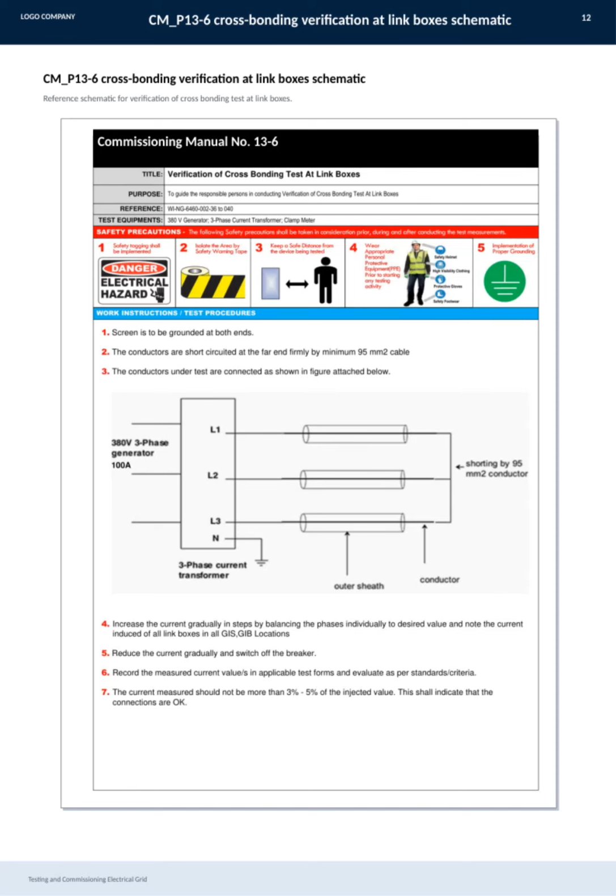Here we have the schematic for cross-bonding verification at link boxes, which is a critical part of testing and commissioning the electrical grid. This reference diagram helps us ensure that the cross-bonding connections are correctly implemented and verified according to the commissioning manual number 13-6. Accurate cross-bonding is essential for minimizing electromagnetic interference and ensuring system reliability during operation.